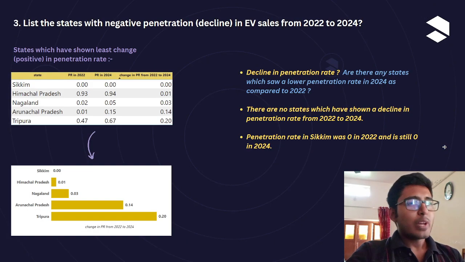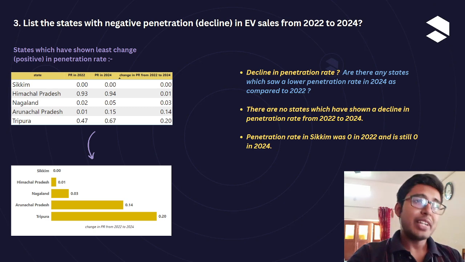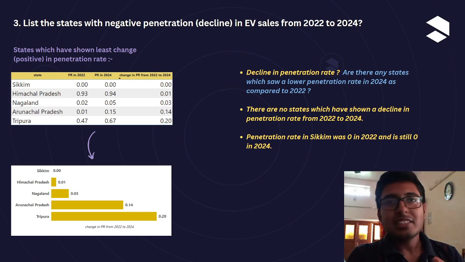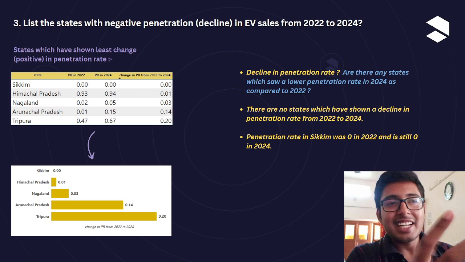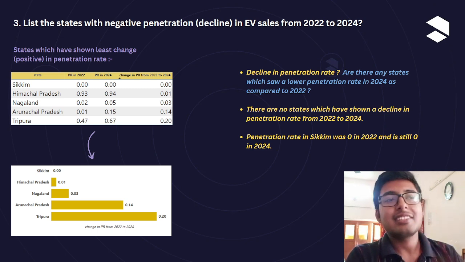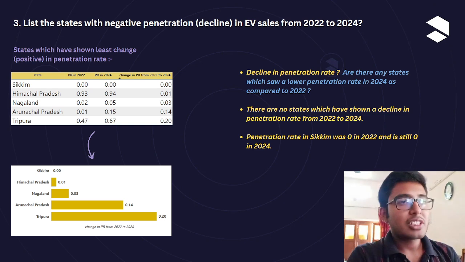Moving on to the next query, they ask us to list the states with negative penetration in EV sales from 2022 to 2024. According to my analysis, there are no such states which have seen a decline in penetration rate. They're trying to ask us whether there are any states which have seen a decline in penetration rate in 2024 in comparison to 2022. So according to my analysis, there are no such states.